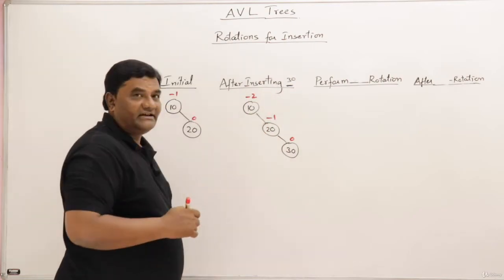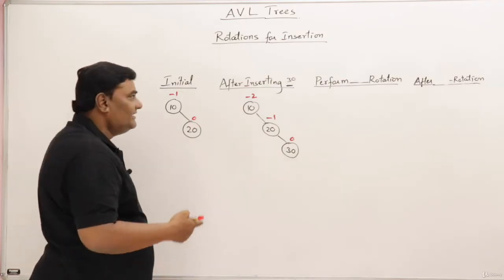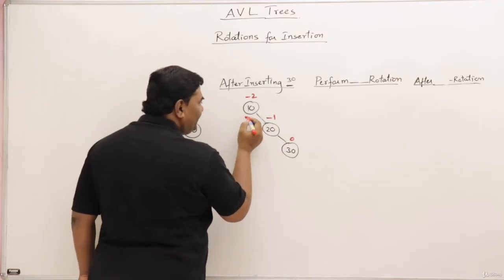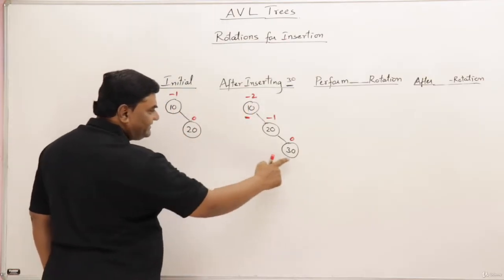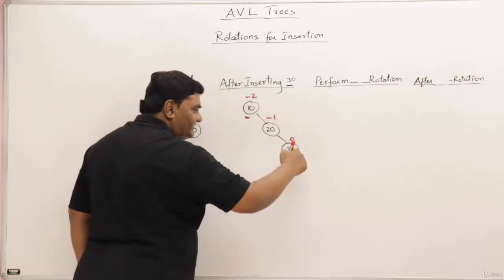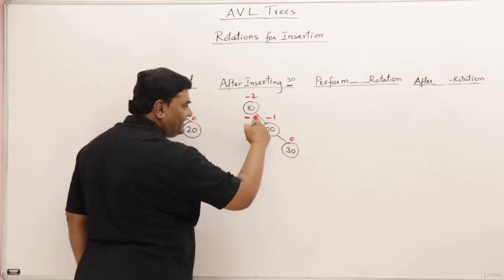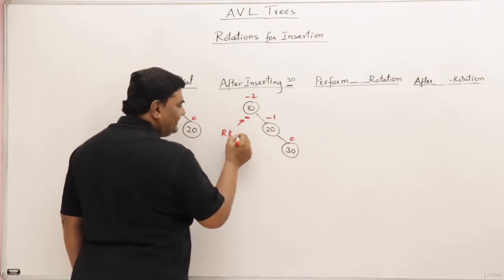Minus 2 is not a valid balance factor. Balance factor cannot be less than minus 1. This is minus 2, so this node became imbalanced. Why did it become imbalanced? Because we have just inserted 30, where we have inserted the right child of the right child. Right? It is the right child of the right child. So RR. Let us call this RR imbalance.